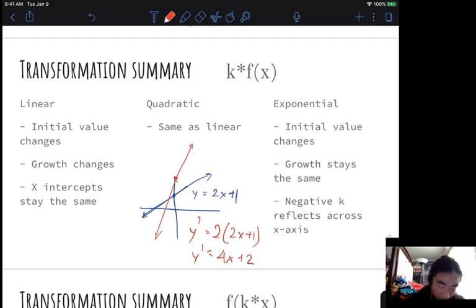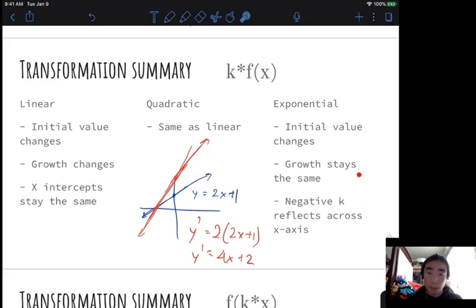My graph is not fully correct. Shoot, like that. That's a little better. The x-intercept stays the same. You still got the same zeros. You still have the same roots. And again, the quadratic is very similar. Exponential, it does something funky, as growth here stays the same.